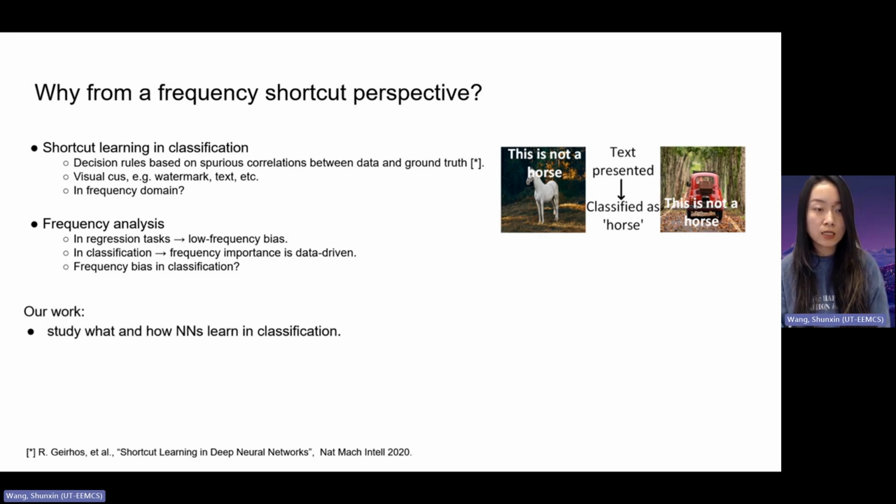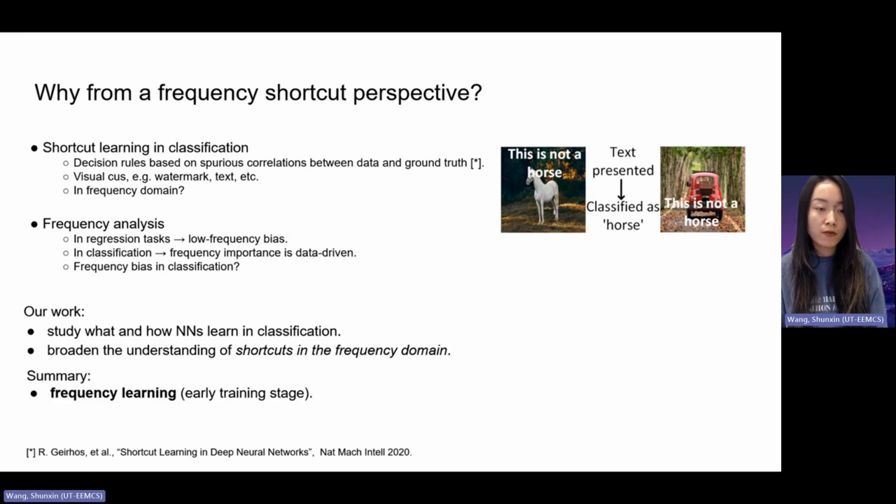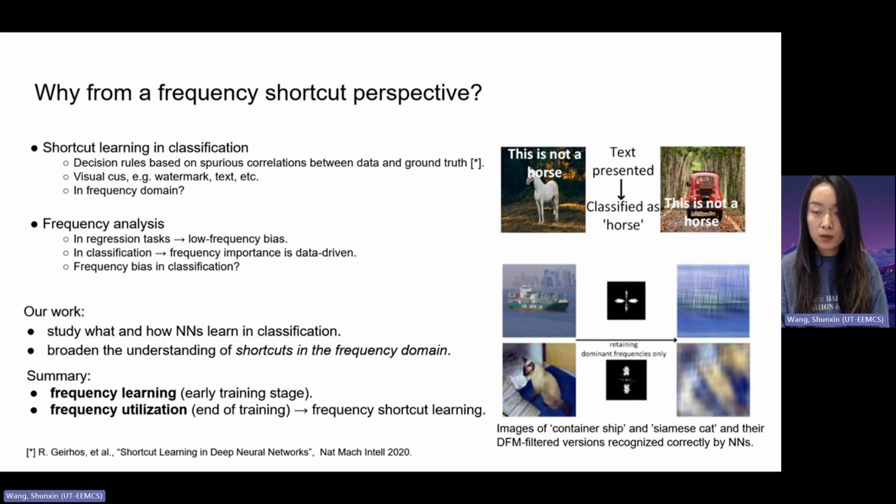So in our work, we studied these two perspectives and broadened the understanding of shortcuts in the frequency domain. In summary, we investigate the frequency learning of neural networks at the early training stage and what frequencies are used at the end of training, which uncovers frequency shortcut learning. For example, in these figures, you can see that given such a limited amount of frequencies, the models can still correctly recognize the two figures in the right column, which is actually a sign of frequency shortcut learning.